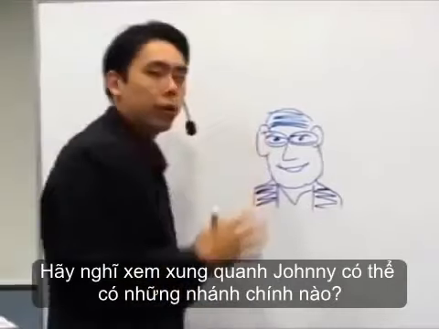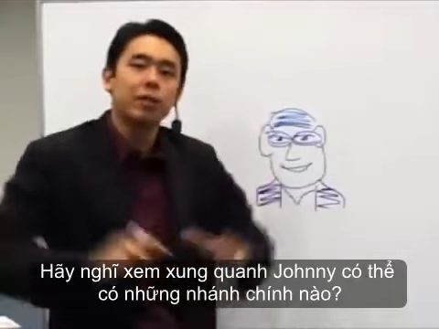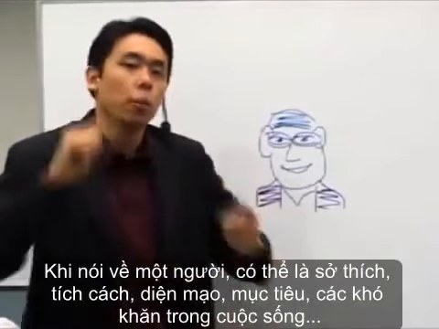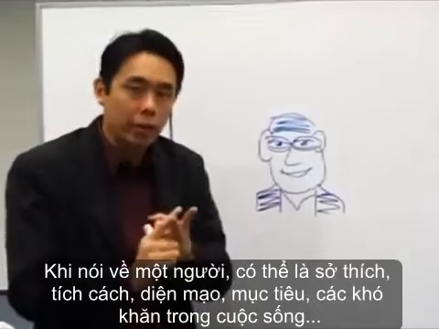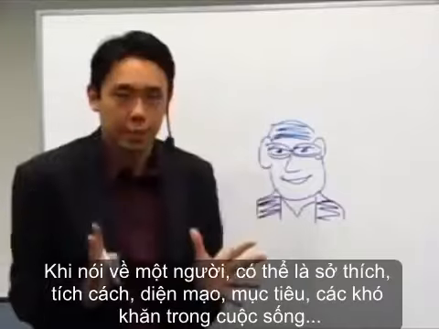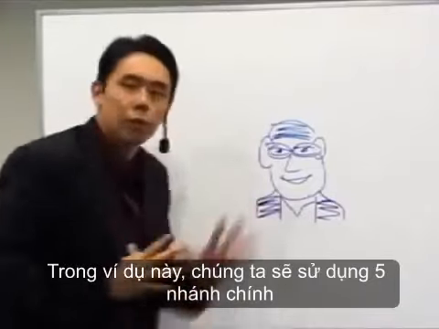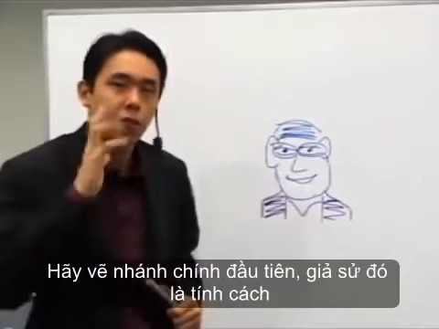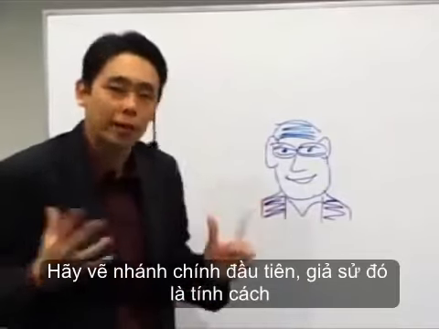Now again, think about it. Under Johnny, what are different subheadings which you can talk about this person? You can talk about the person's hobbies, character, appearance, goals, challenges in life, all these things. So let's say for the purpose of this exercise, we're going to use just 5 subheadings. And we're going to add the first subheading. And the first subheading is, let's say we talk about character.